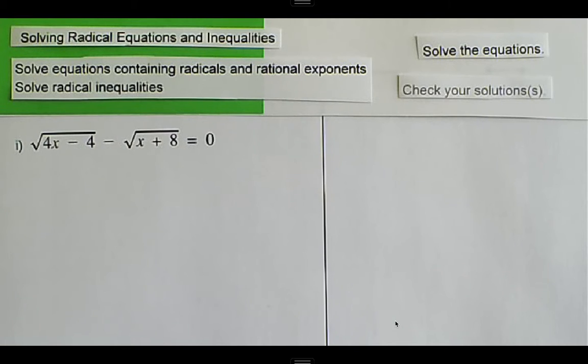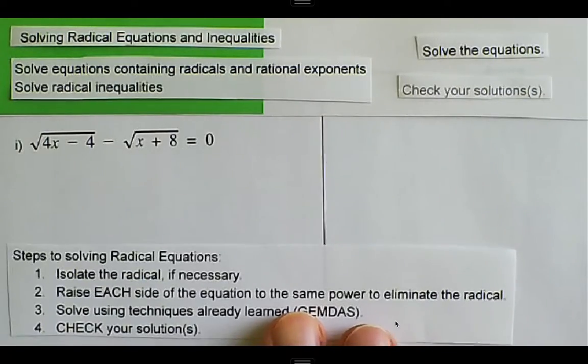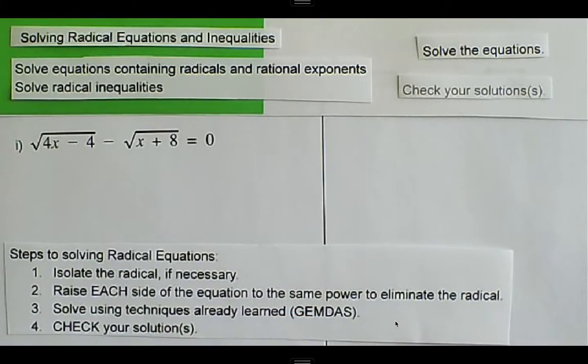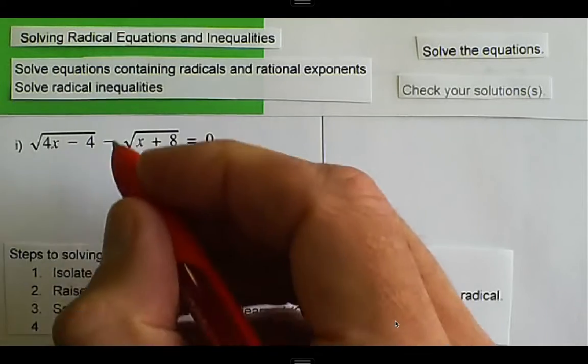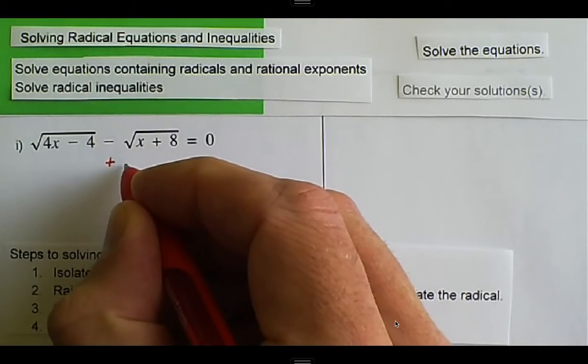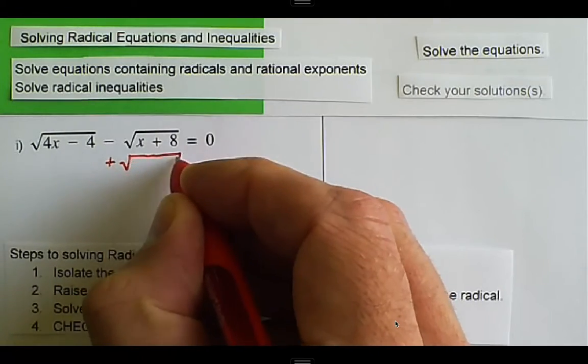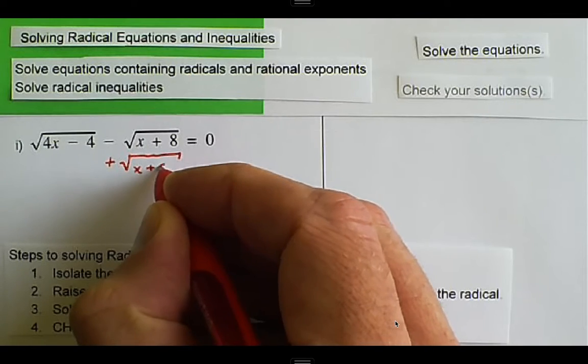We are talking about solving radical equations and radical inequalities. And we have our radical equation here. So the first step when solving a radical equation is we need to isolate the variable on one side. In this case, we have two square roots on the same side. So what we want to do is add one to the other side so that we can isolate them each on their own side of the equation.